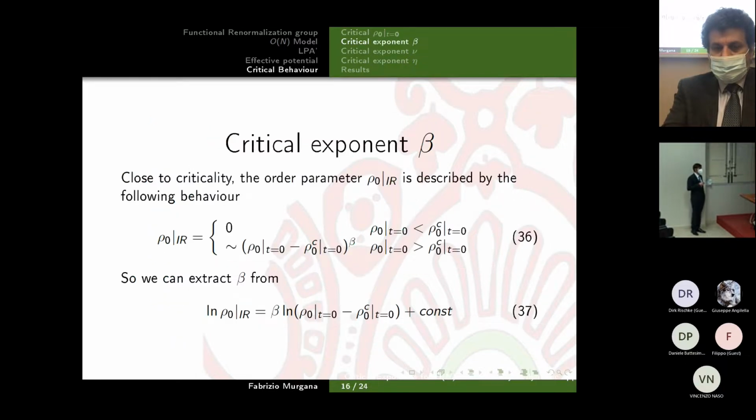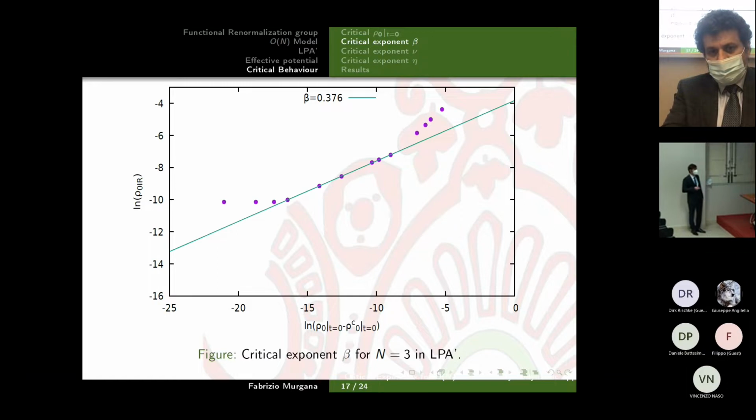Now we can finally switch to how to determine the critical exponents. First of all, we start with beta, which is the one which governs the order parameter. As we know, the order parameter has this power law behavior close to criticality, which is given by t minus tc to the power of beta. In this case, we have rho 0 minus rho 0 critical to the power of beta. So you take the logarithm of both sides, and you end up with a line which has slope beta. And so this is how you derive beta.